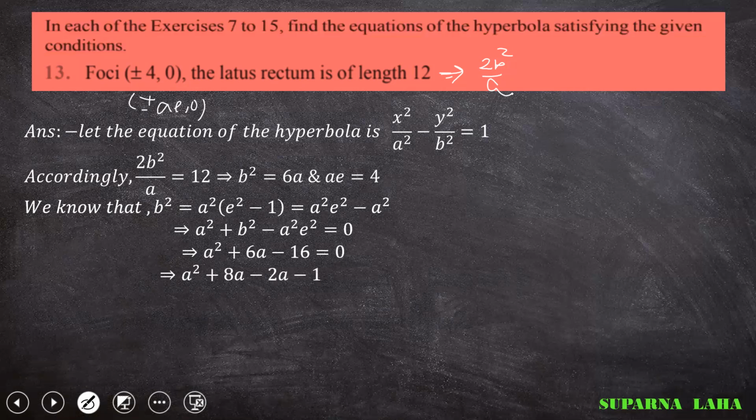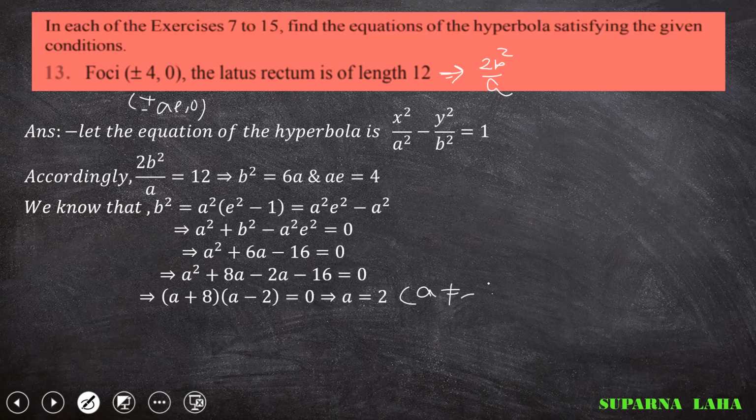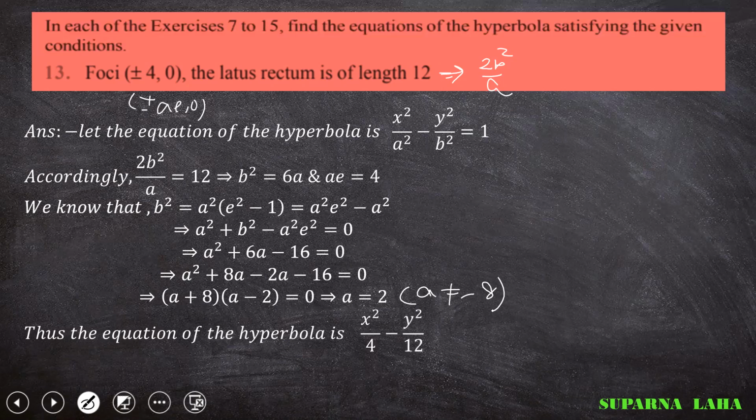Now simplify, that is, factorize the equation. You will get (a + 8)(a − 2) = 0, and hence a is equal to 2. Why? Since a is not equal to −8, since a is a non-negative quantity. So a is equal to 2. So we can write the equation as x²/2², that is 4, minus y²/(6 into a), that is 12, equals 1.